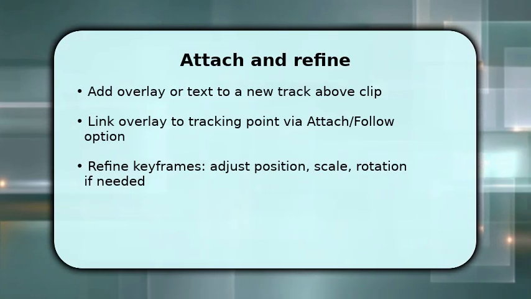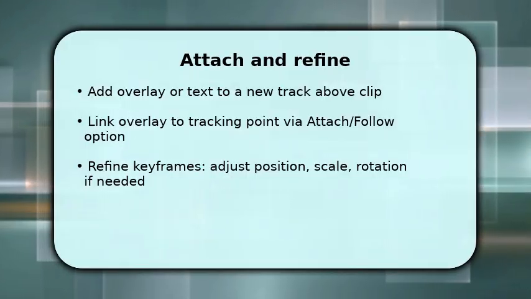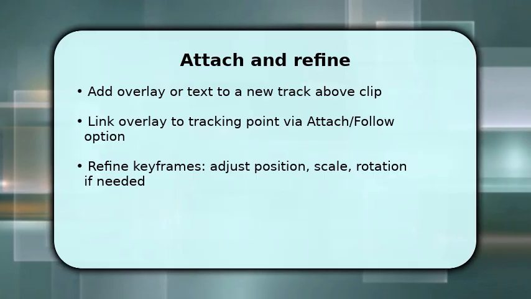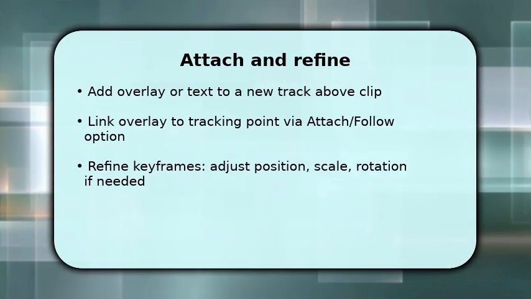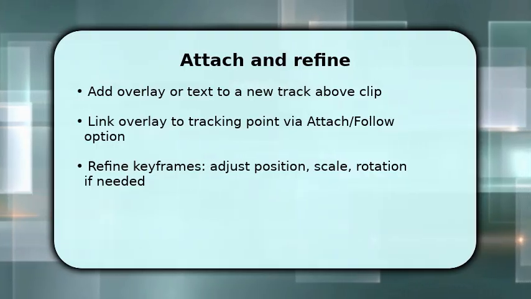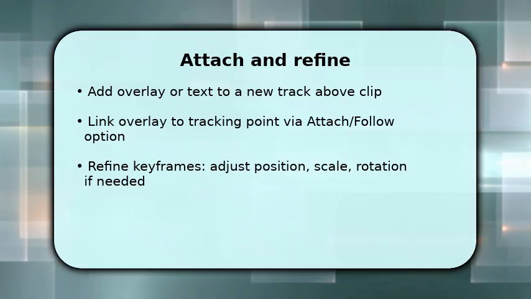Once tracking is complete, add your overlay, text, graphic, or effect on a track above the clip and position it roughly where the object sits in the first frame. Use the Attach or Follow control to bind that overlay to the tracking data. Filmora will create keyframes automatically. Play the segment and watch how it follows.